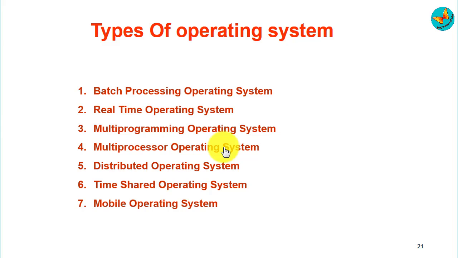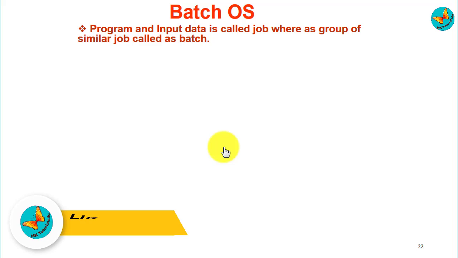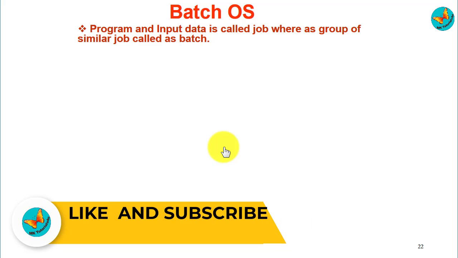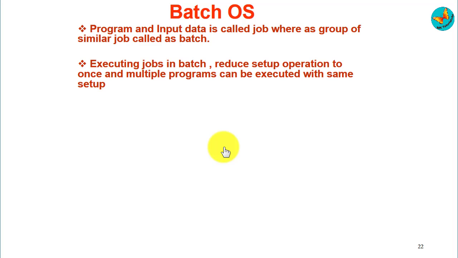So let us start. What is a batch operating system? The users will submit their jobs and these jobs will be grouped together, which is known as a batch. Batch means a group of similar jobs, and these programs or jobs of the input users are given to operators. Operators will then feed these jobs into the computer system for processing.